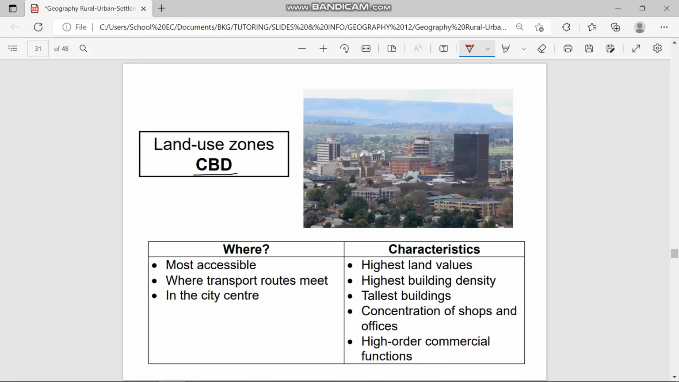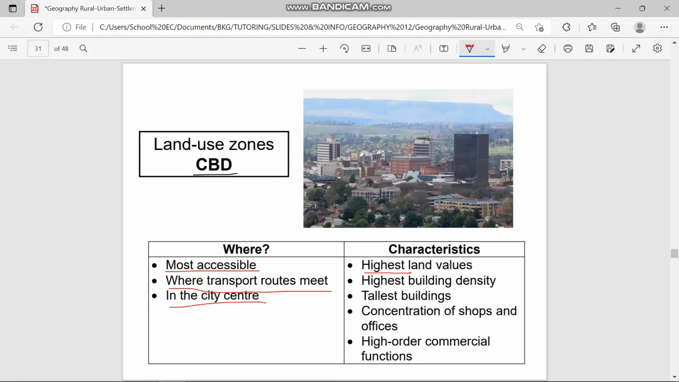A CBD is where it's mostly accessible. If I can give you a map, you can even see where the CBD is. You can see many tall buildings, a grid iron pattern or rectangular pattern. You can just name them and say, hey, this is a CBD. You can just point them out. It's where transport routes meet. Okay, yes, it's in the inner city. That's the Central Business District. As I said, it's a city center.